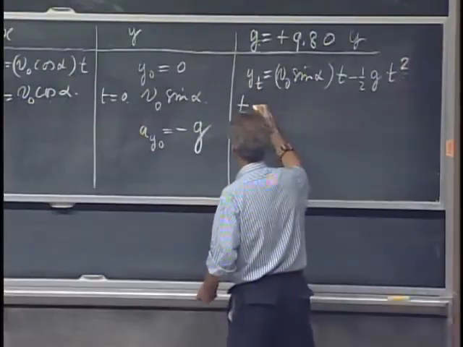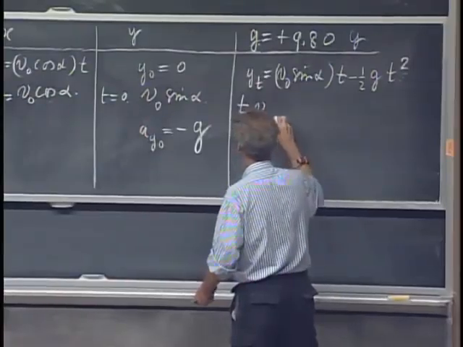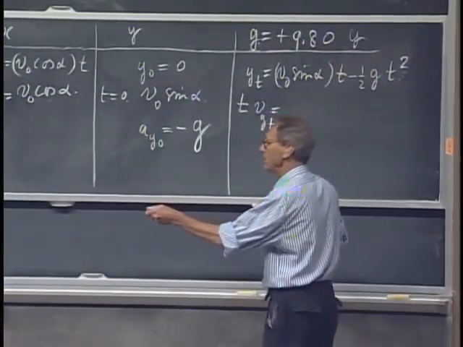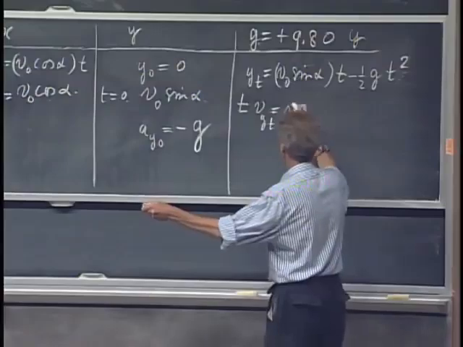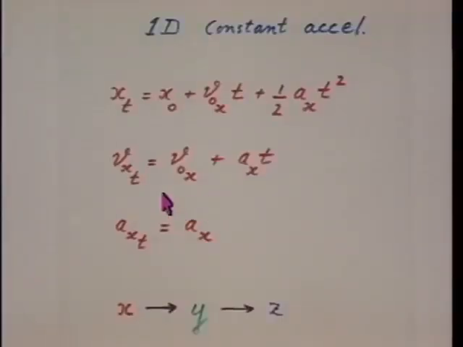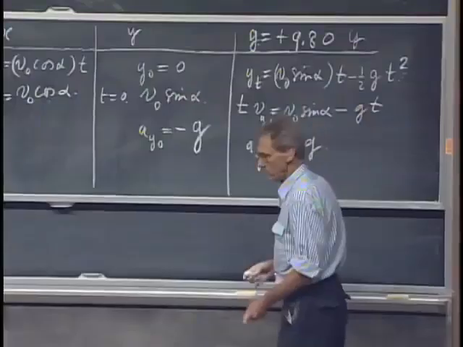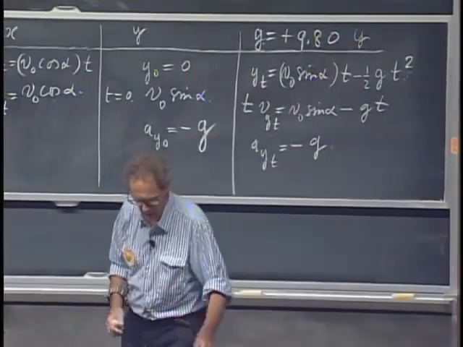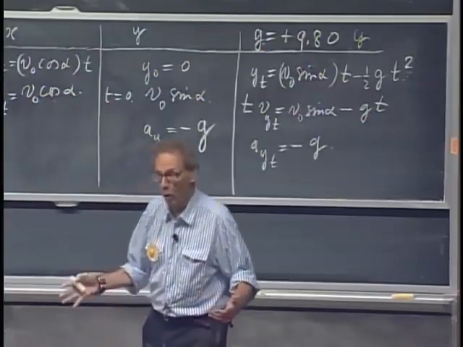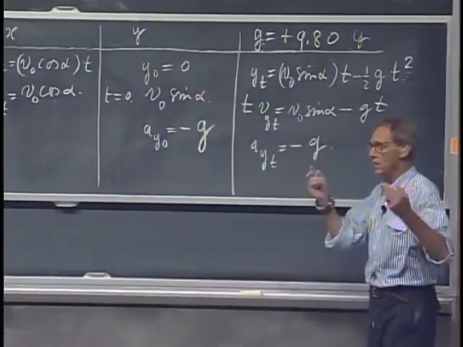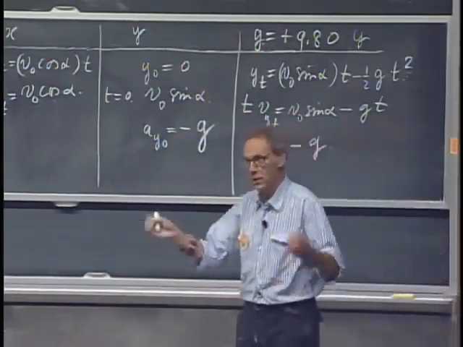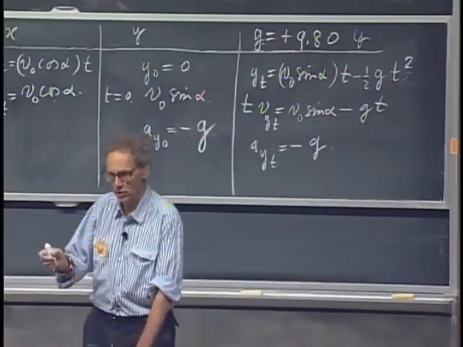And now I get the velocity in the y direction at time t. That is my second line. That is going to be v0 sine alpha minus gt, and the acceleration in the y direction at any moment in time equals minus g. And now I have done all I can to completely decompose this complicated motion into two entirely independent one-dimensional motions.